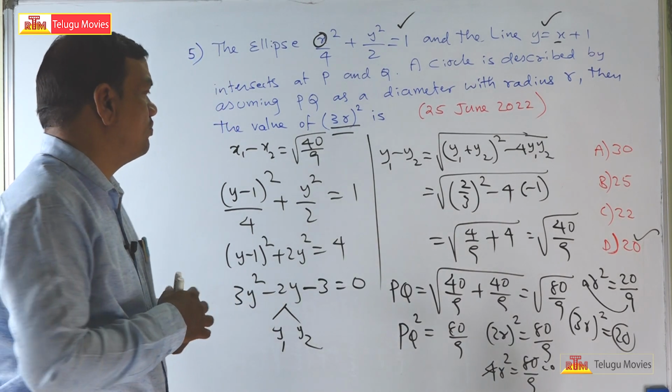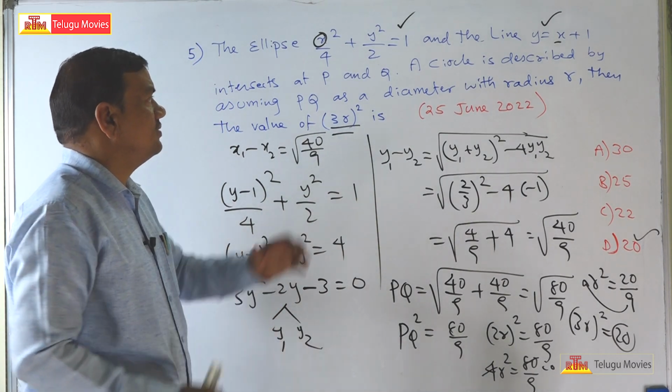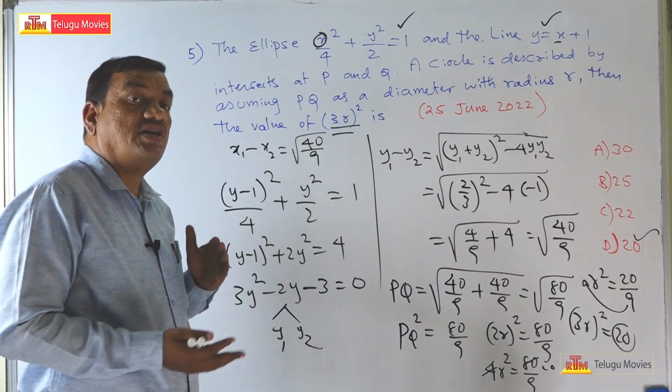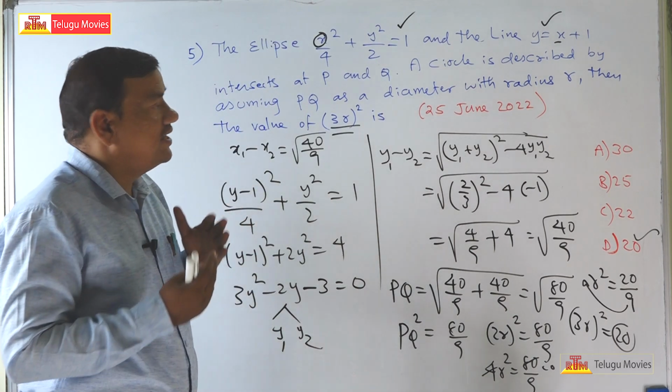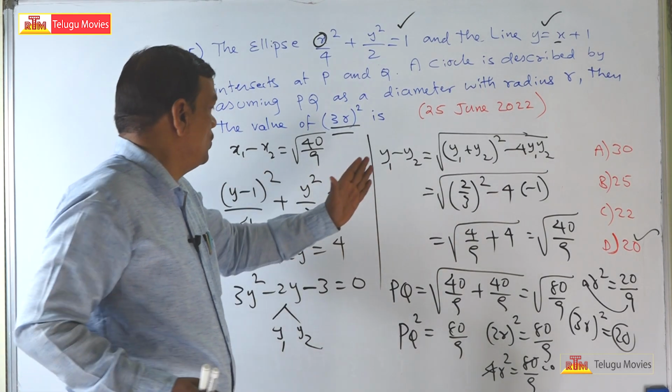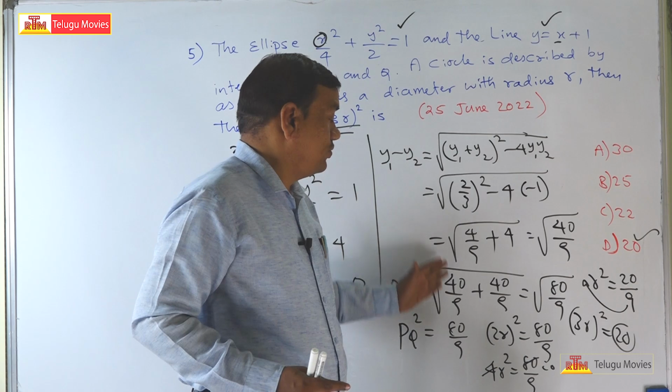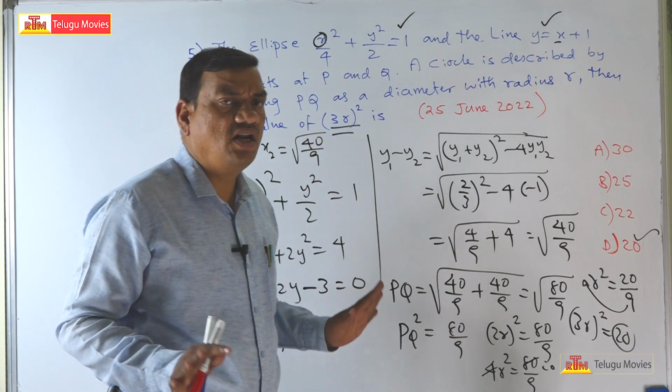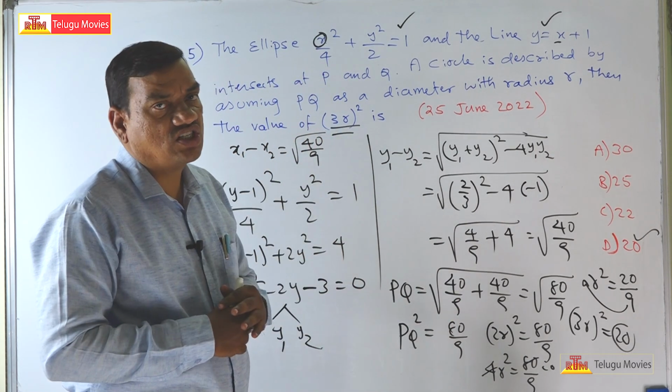So very easy problem. The only thing is writing this equation in terms of x and in terms of y, separately finding x1 minus x2 and also y1 minus y2. The distance formula you will get automatically, and from there onwards the steps follow.